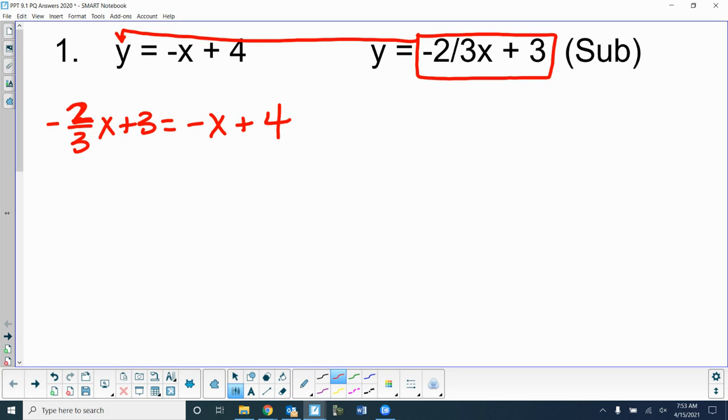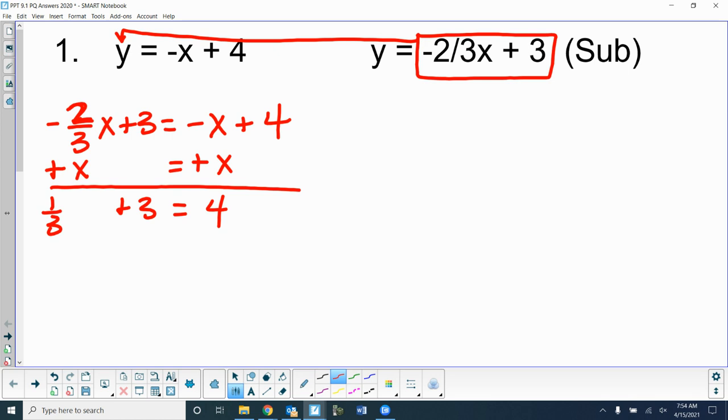So I'm going to take this x on the right and add it to the left. So I got something plus 3 equals 4 here. What's a negative 2/3 plus 1? Positive 1/3. Good. Subtract the 3. So I get 1/3 x equals 1.